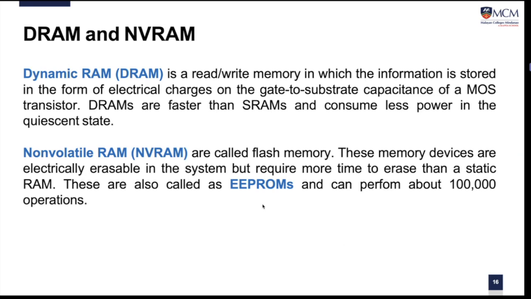So by the way, when we say quiescent, as you have heard, quiescent means inactive or passive. So this means to say that DRAMs are faster and consume less power when they are in a passive state.